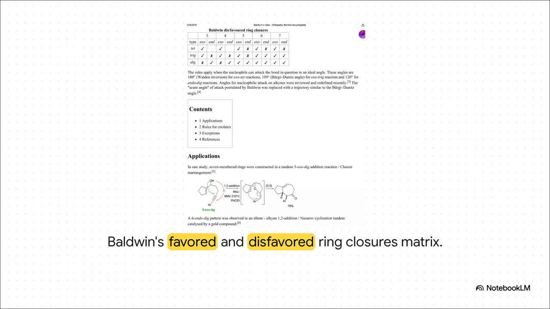Why? Because reaching that 180-degree angle from the inside of the ring is just geometrically impossible for rings of that size. Conversely, the exo pathways for tet and trig geometries are almost universally favored. So by just knowing your ring size, whether it's exo or endo, and the geometry, you can predict the outcome of countless chemical reactions without ever having to run a single experiment in the lab.